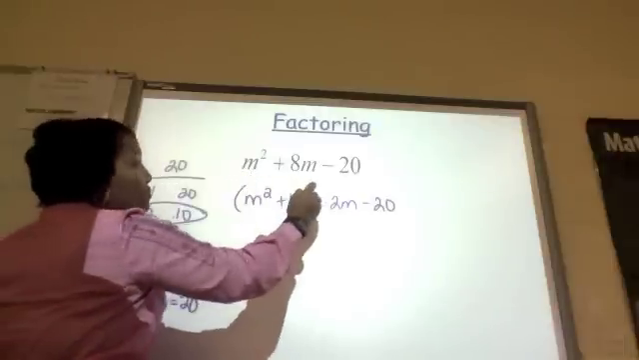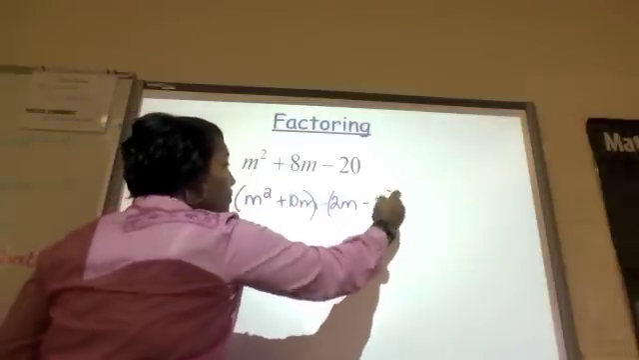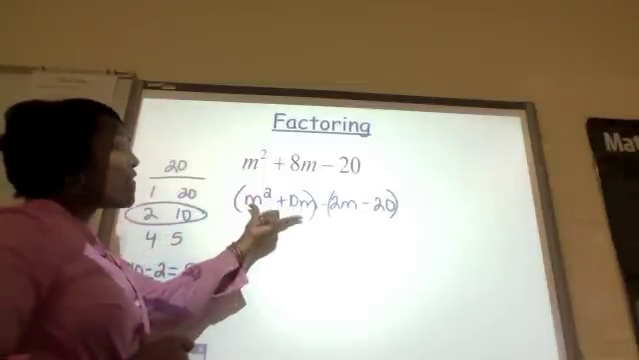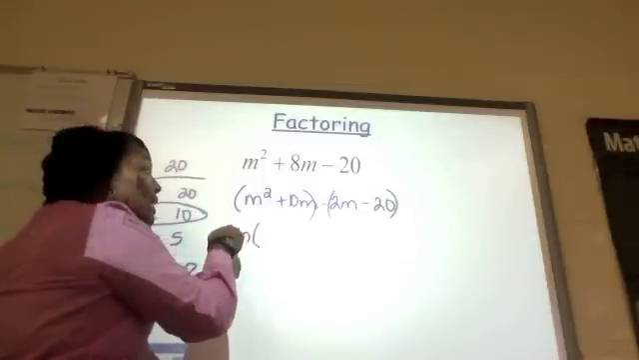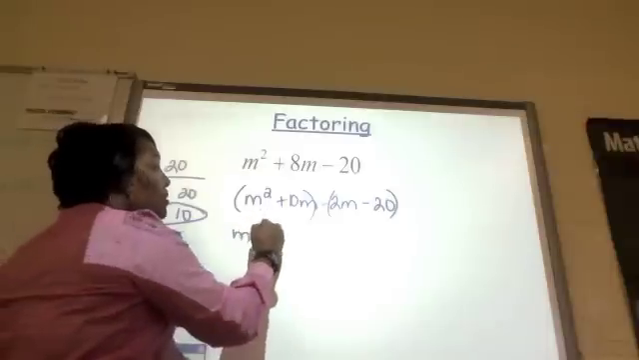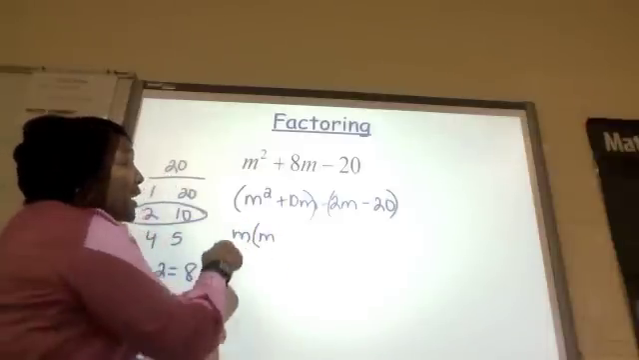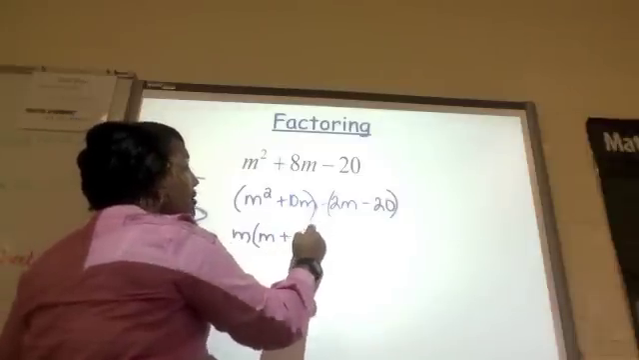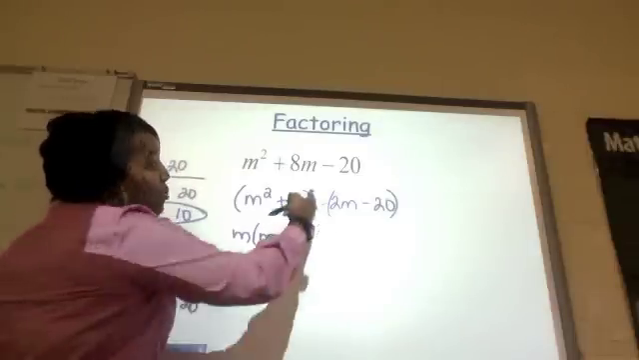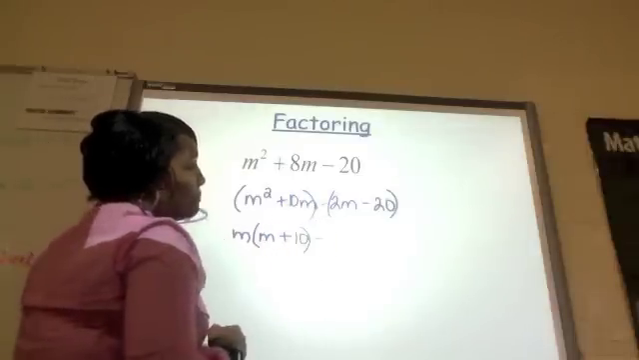Next step is to group. What can I factor here? An m. What can I do to m to get m squared? Multiply by m. What can I do to m to get 10m? Multiply by a positive 10. Bring down the subtraction sign.